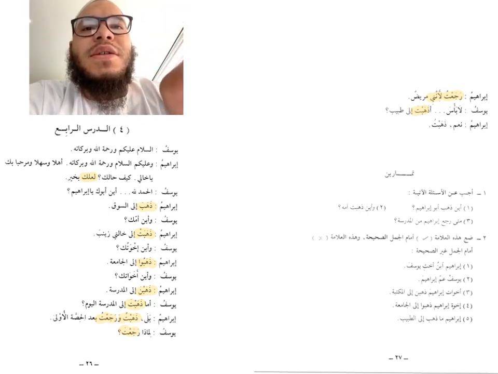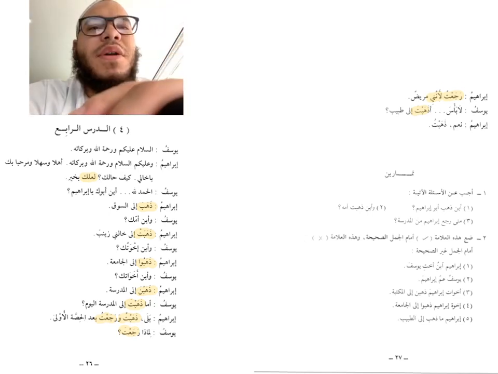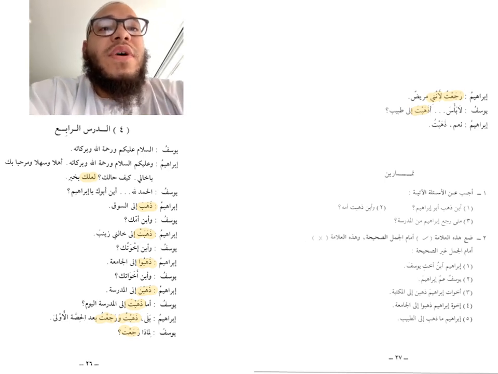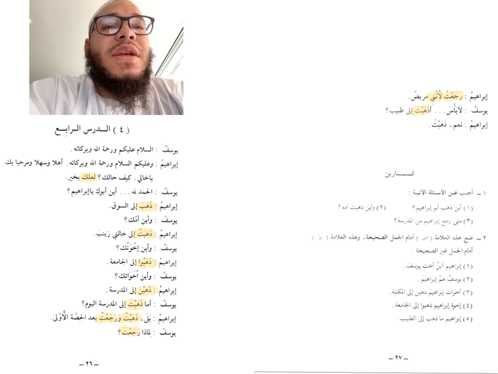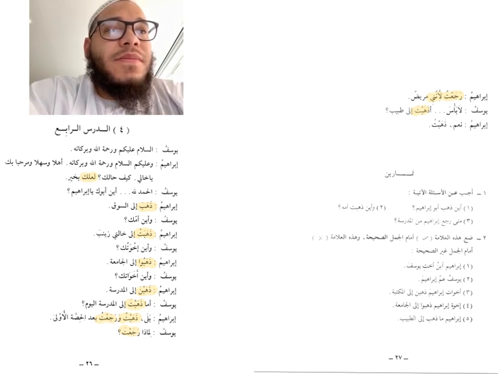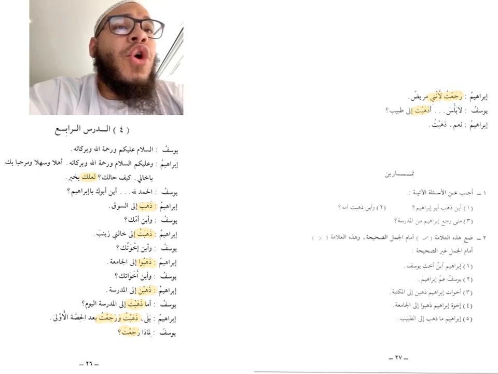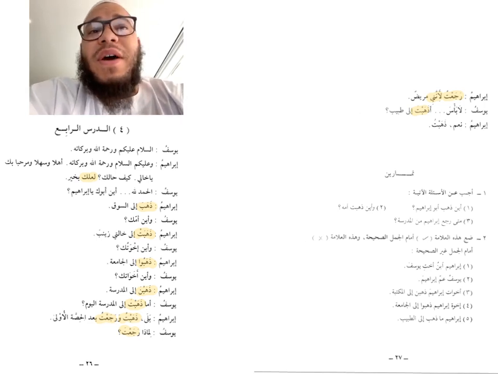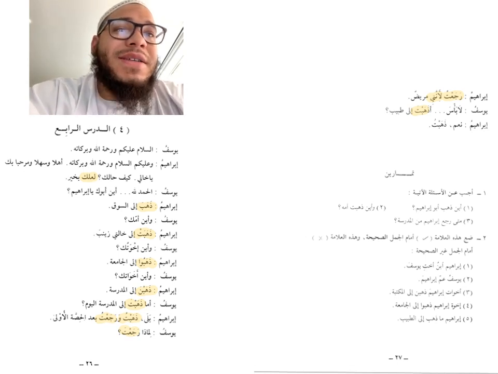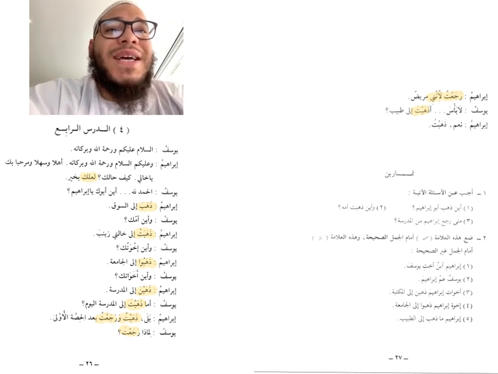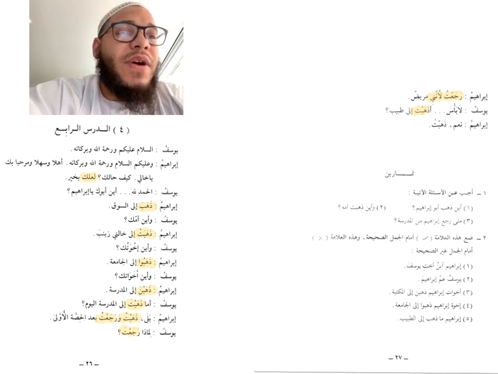So in this lesson we're learning the past tense verb, الفعل الماضي, and how to express who did the verb, who did the action. And this is done by changing the attached pronoun to the verb.